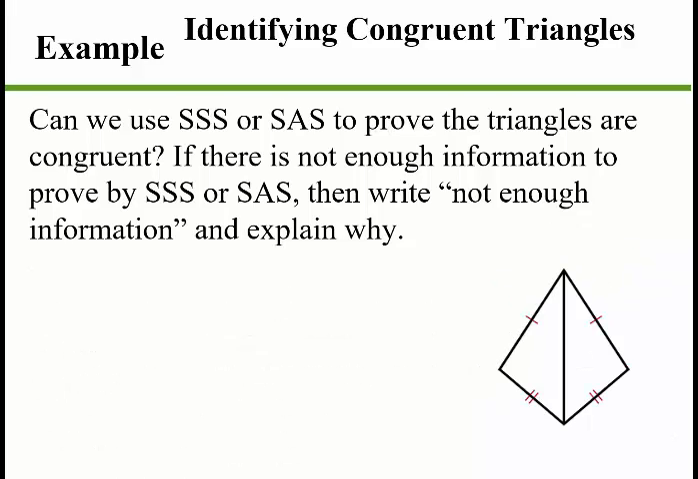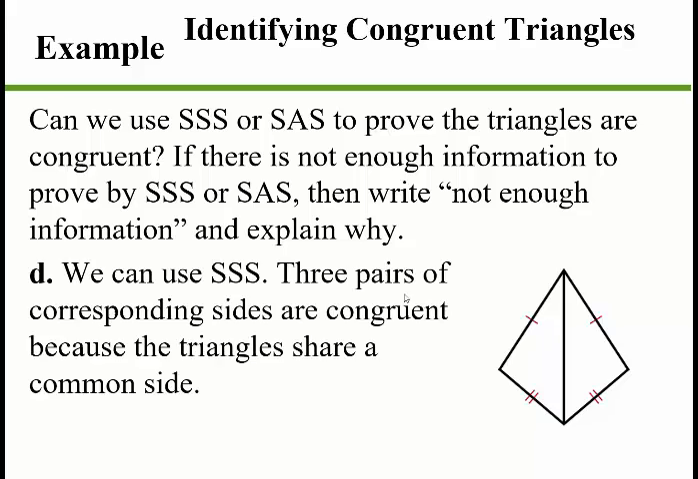All right, this one right here. Can we use side, side, side or side, angle, side here? I have this side congruent with this side, great. This side congruent with this side, great. And then they share a common side. As you saw way back at the start, what we used here was the reflexive property, to say this side for this triangle has to be the same as this side for the other triangle. So we can use SSS here. Three pairs of corresponding sides are congruent because the triangles share that common side.